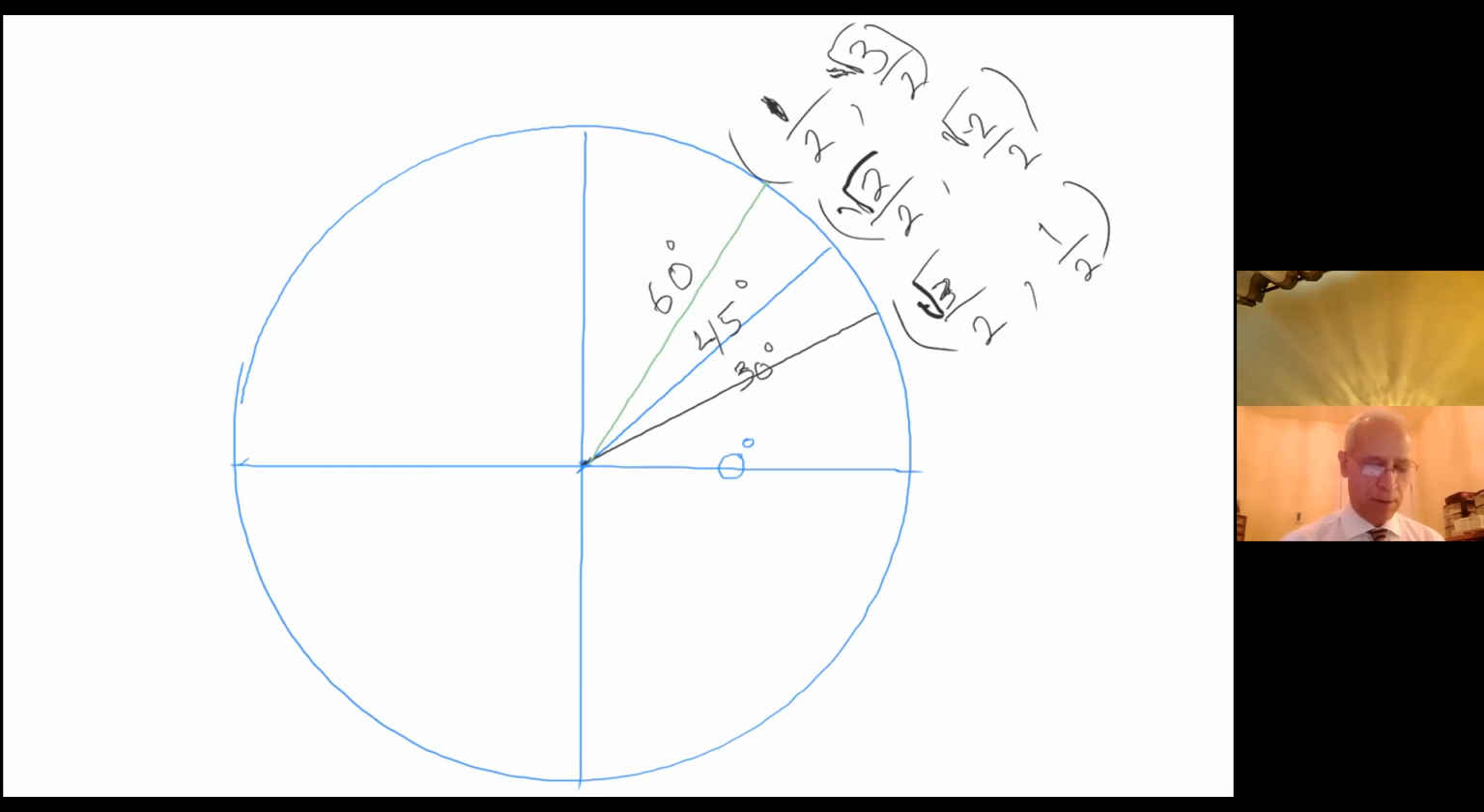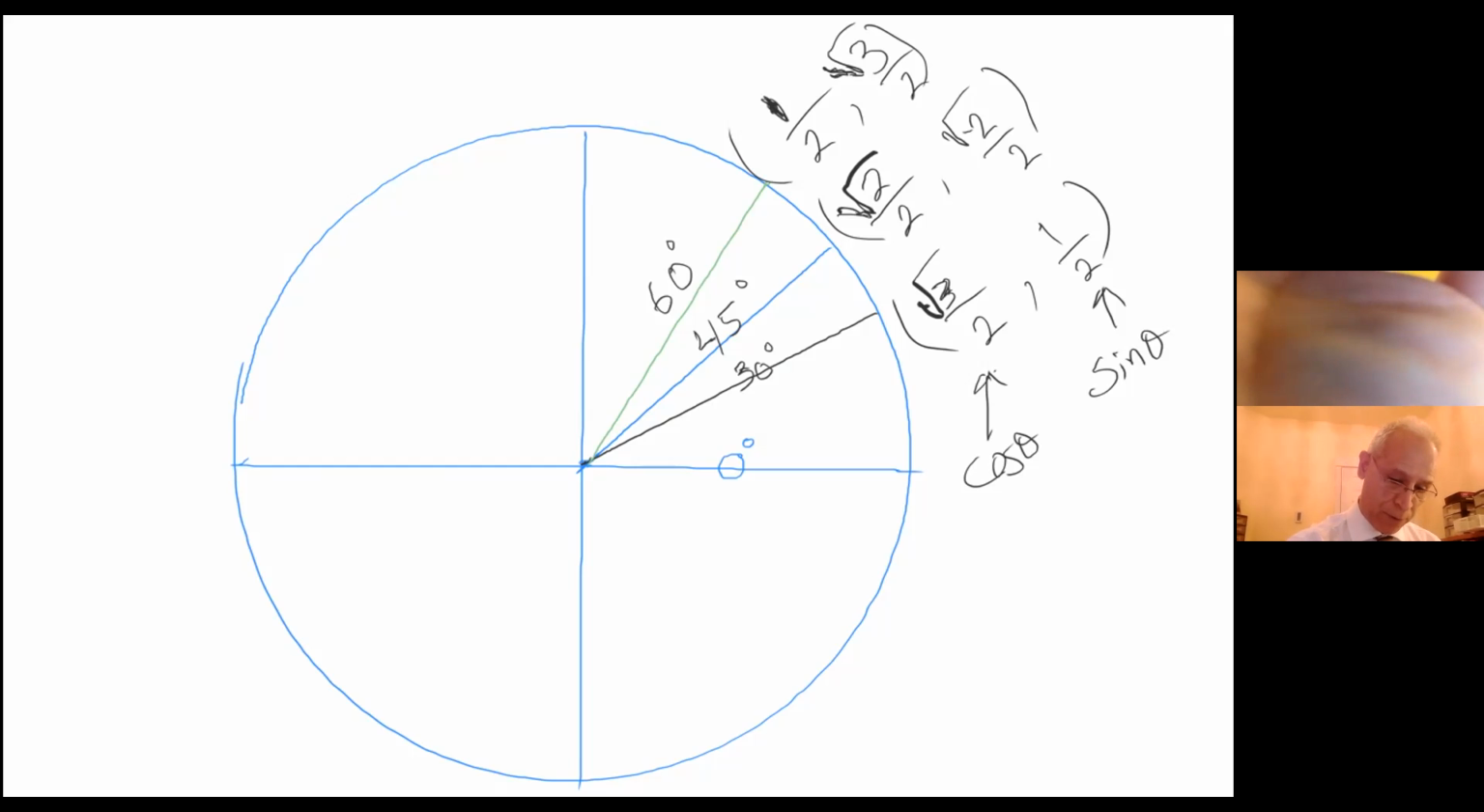Okay. So now looking at this, the first value that you see, the value on the left, is of course cosine, because that's our x value, cosine of theta. And this is the value of sine of theta, cosine, then sine. So let's look at this. Cosine of 60 degrees is 1/2. Sine of 60 degrees is square root of 3 over 2. Sorry about my handwriting. Cosine of 45 degrees is root 2 over 2. Sine of 45 degrees is also root 2 over 2. Cosine of 30 degrees is square root of 3 over 2. And finally, sine of 30 degrees is 1/2.